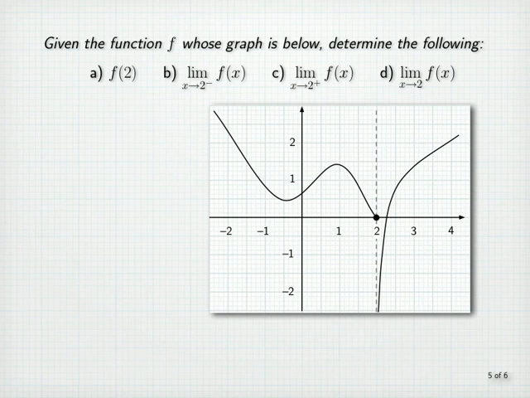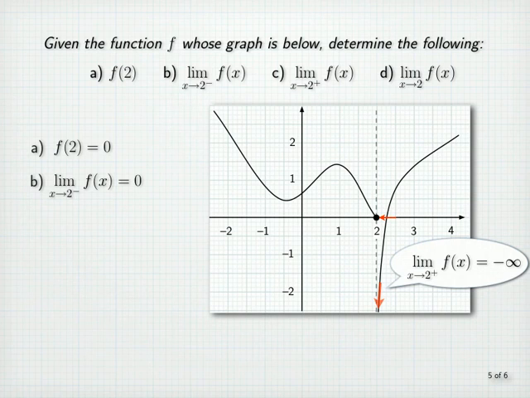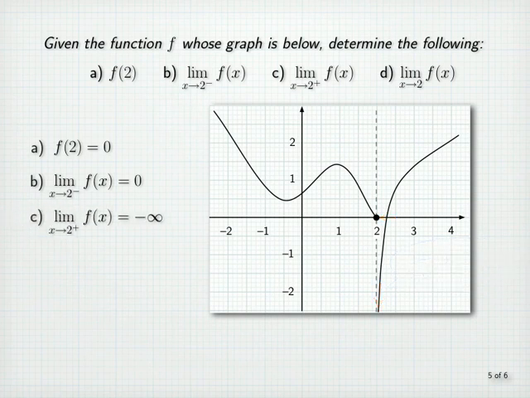F of 2 is equal to 0 because the point 2, 0 is on the graph. As x approaches 2 from the left, the corresponding y-coordinates, or function values, are approaching 0, so the limit as x approaches 2 from the left equals 0. As x approaches 2 from the right, function values are negative and getting larger and larger, so the limit as x approaches 2 from the right is negative infinity. Now, because the two one-sided limits do not agree, or simply because the right-sided limit does not exist, the limit as x approaches 2 of f of x does not exist.